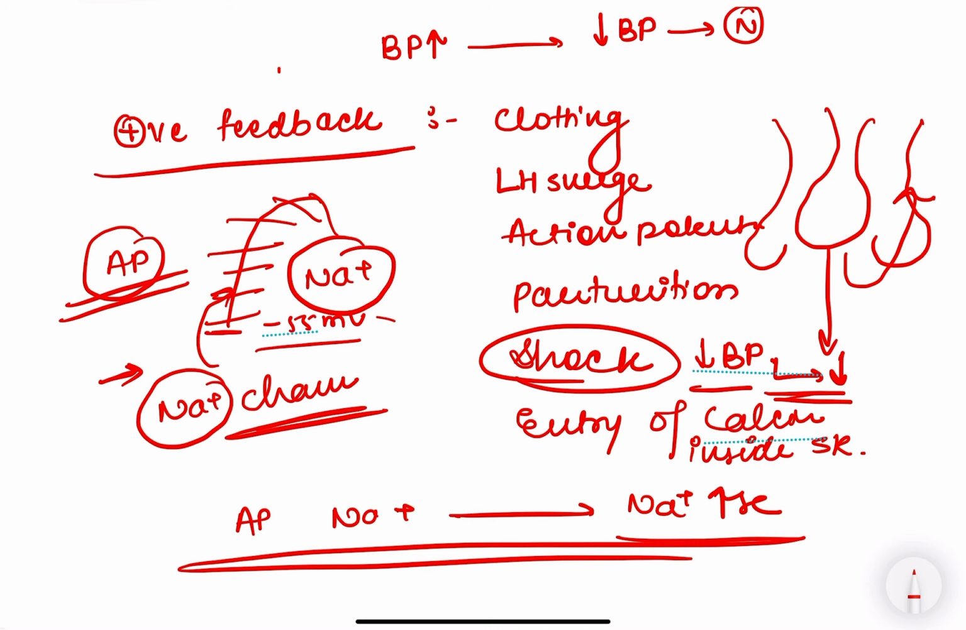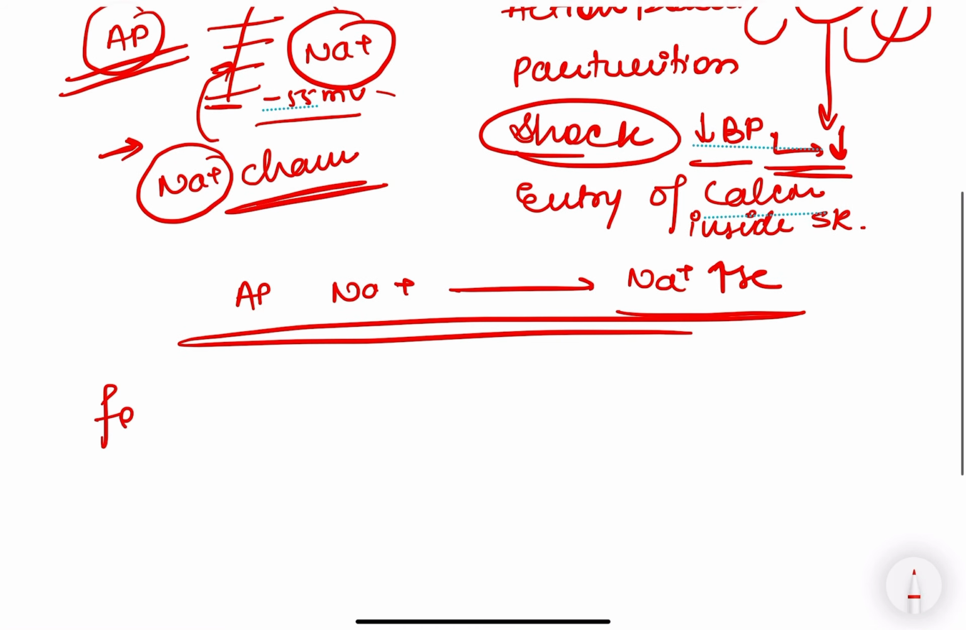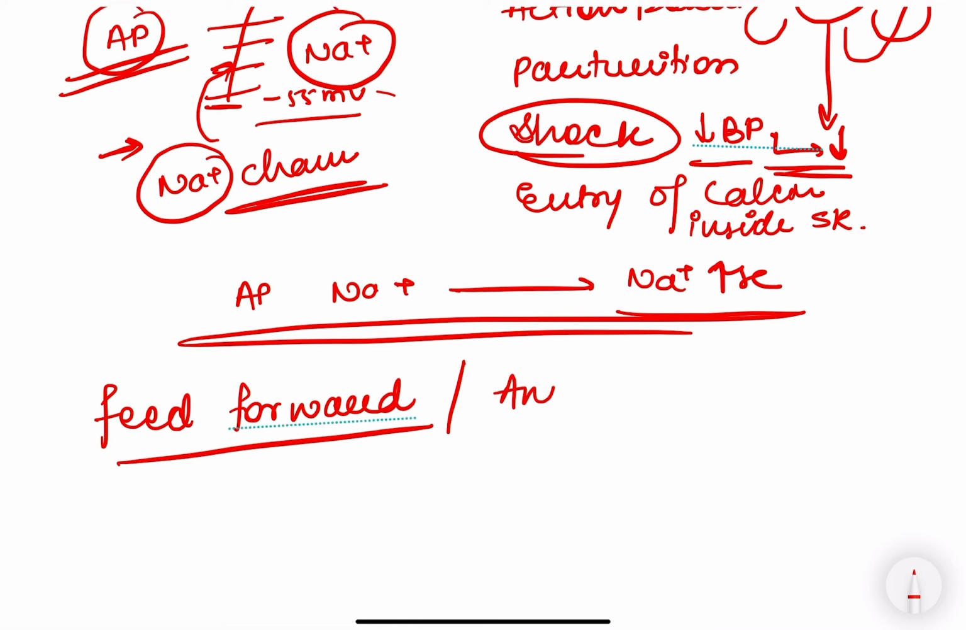Okay, so next is the feed forward system. We can say the feed forward system is an anticipatory system. The other name for feed forward system is anticipatory system. What happens in the anticipatory system is, for example, if a person is thinking about some kind of food that he or she loves, then there will be salivation in their mouth, there will be salivary secretions in their mouth. So this is an example of feed forward system.